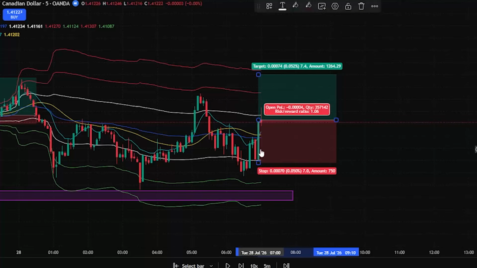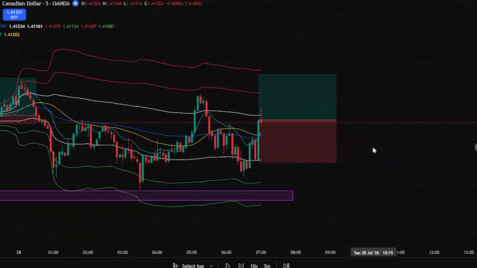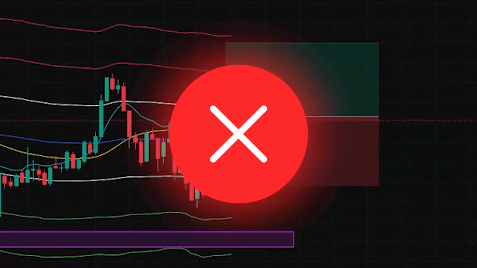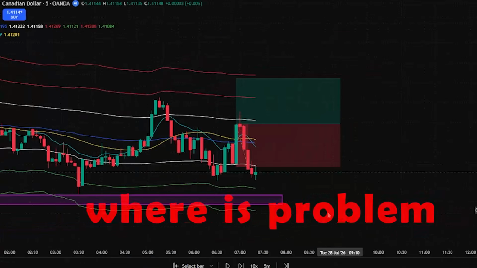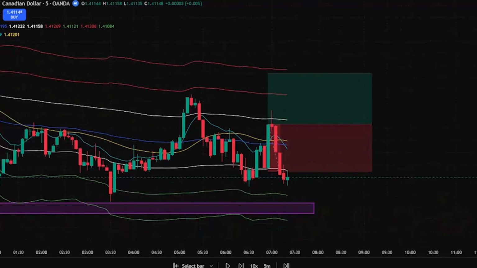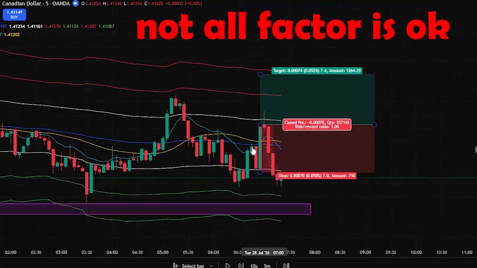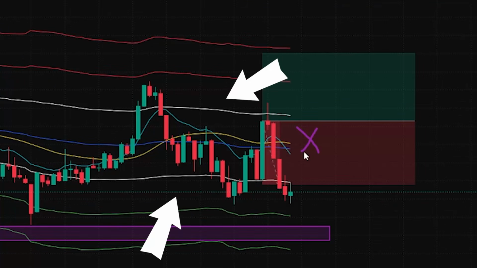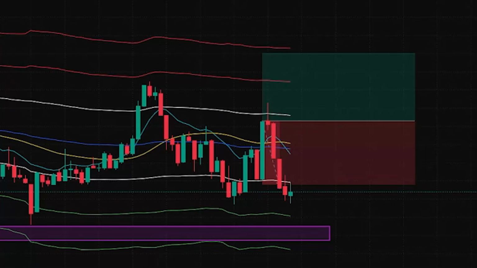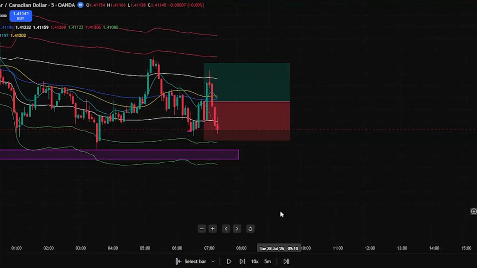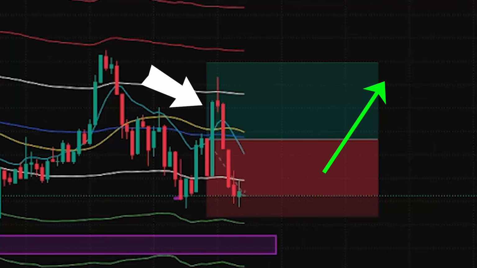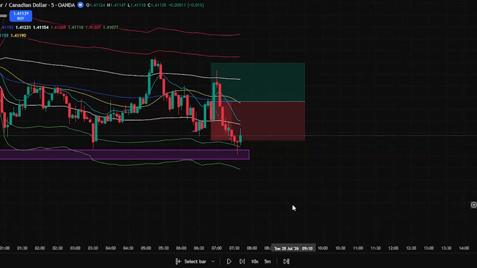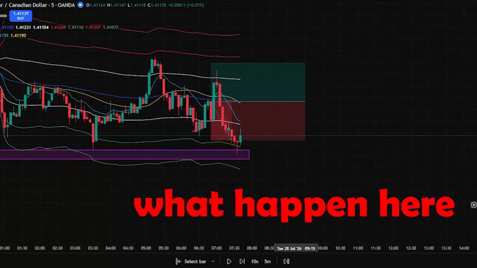If we had entered only after seeing one or two signals, we would probably have opened a long trade here. But where was the problem? The problem was that all the factors were not yet fully aligned. The market was still in a sensitive area, and liquidity had not yet accumulated above the previous high. This meant that the price could have made a deceptive move first and then chosen its main direction. And that is exactly what happened.